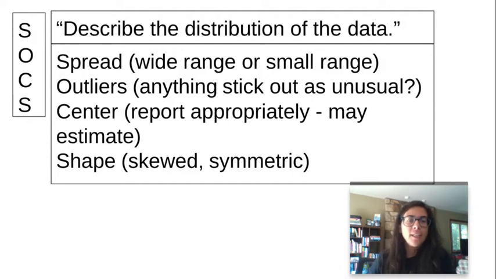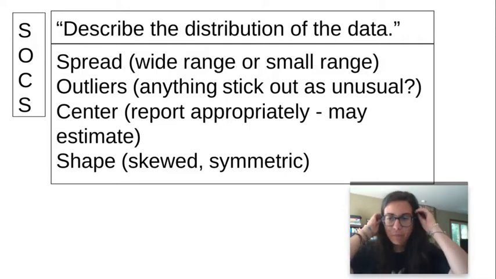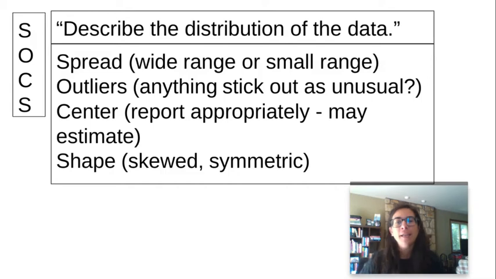about spread, outliers, center, and shape. And we have adopted this acronym of SOCS, and I think it's helpful for people to remember, as long as you can remember what the two S's are: spread, outlier, center, and shape. Spread is referring to whether the graph is spread out as a wide range or a small range. Is it squished together, or is it spread out flat? I'm going to show you some examples of that.